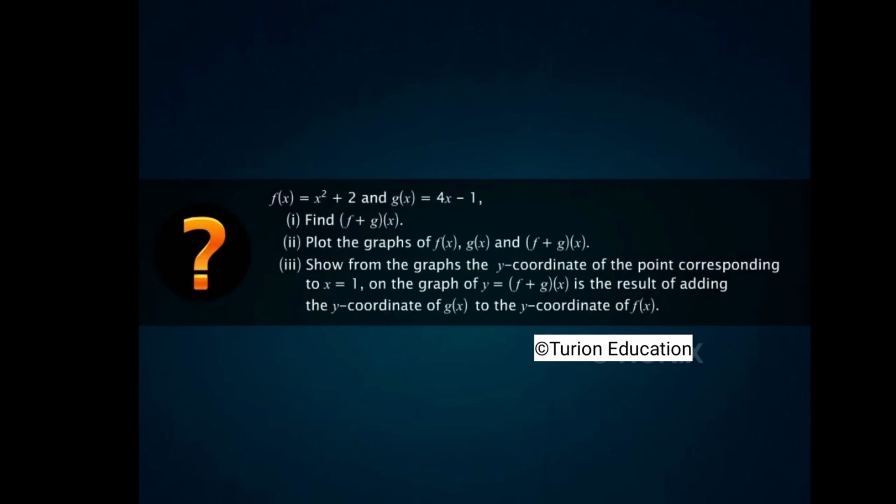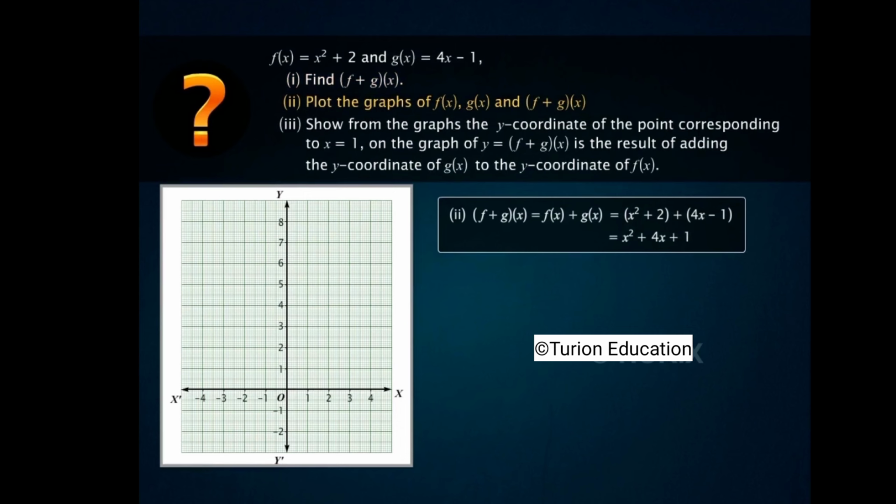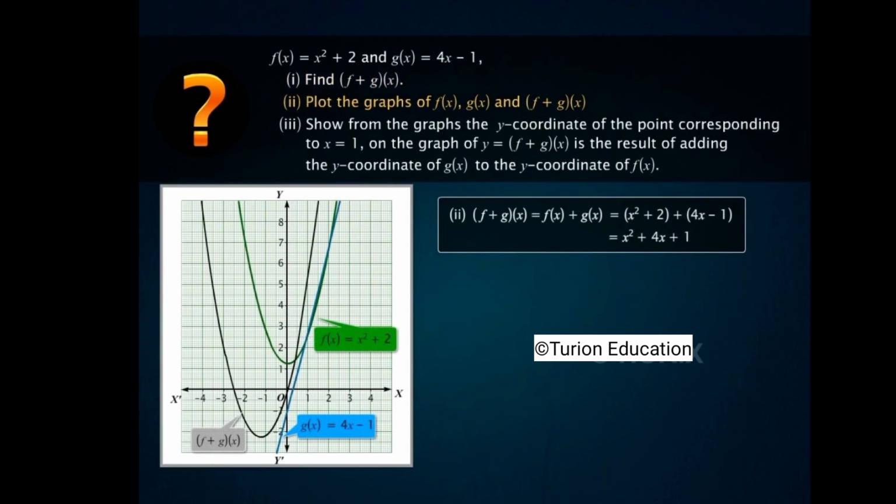Let's consider one more example. We are to plot the graphs of f(x), g(x), and (f plus g)(x). Then, we need to show that the y-coordinate of the point corresponding to x equal to 1 on the graph of y, the sum function, is the result of adding the y-coordinates of the two given functions. We begin by finding the sum function. Now we plot the graphs of f(x), g(x), and (f plus g)(x).